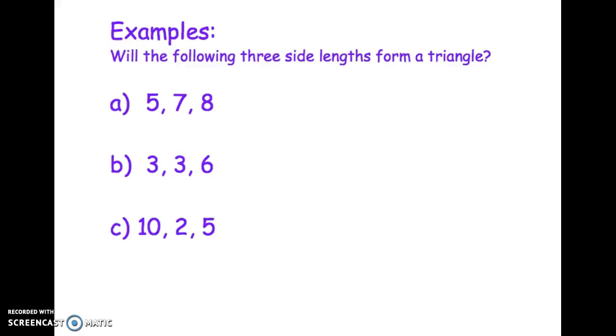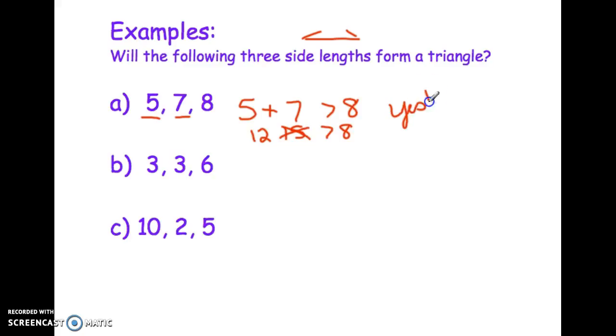The first one is this. Will the following three side lengths form a triangle? So what needs to happen so that this triangle isn't left in limbo, not closing up? The shortest two sides have to be greater. Their sum needs to be greater than the longest. So you look at the short two sides, in this case 5, 7, and you want to make sure they add up to be greater than 8. And 5 plus 7 is 12, which is greater than 8. So yes, these side lengths could form a triangle.